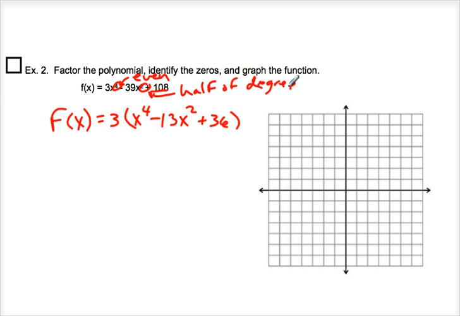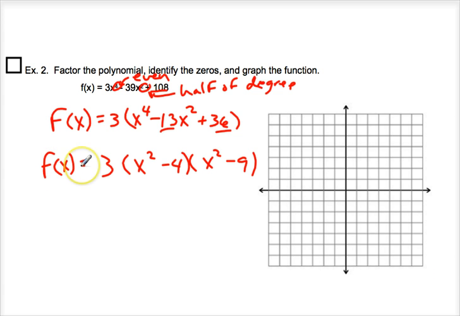You can say what times what is 36, and adds up to negative 13. Well, 4 and 9 are 36 and add up to positive 13. So it'd be negative 4 and negative 9. But it can't be x and x, because it's x to the fourth. So we've got x squared and x squared. If you were to FOIL out x squared minus 4 and x squared minus 9, you would get x to the fourth minus 13x squared plus 36.